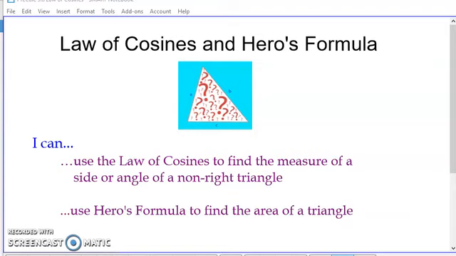We are going to talk about law of cosines and Hero's formula. So law of cosines, we use that to find the measure of a side or an angle that's not a right triangle. And also we use it when we can't use the law of sines, because to tell you the truth, law of sines is easier. Then we're also going to look at Hero's formula. It's the way of finding the area of a triangle if you're given all three sides, and it's related to law of cosines.